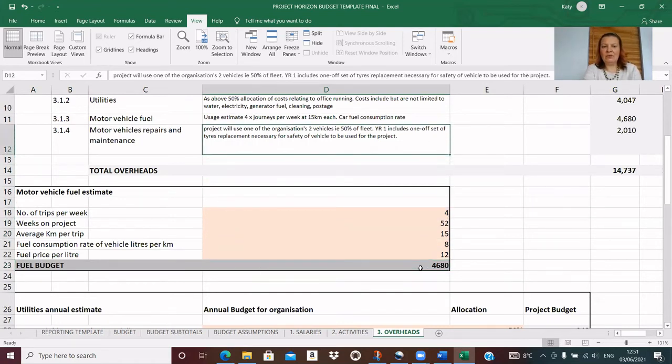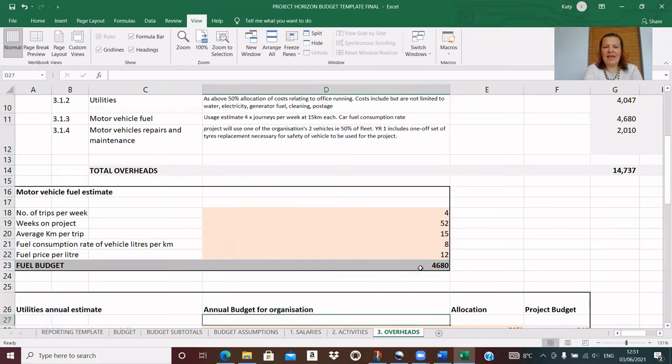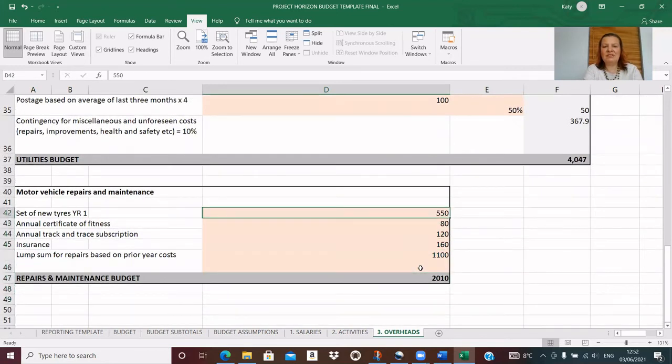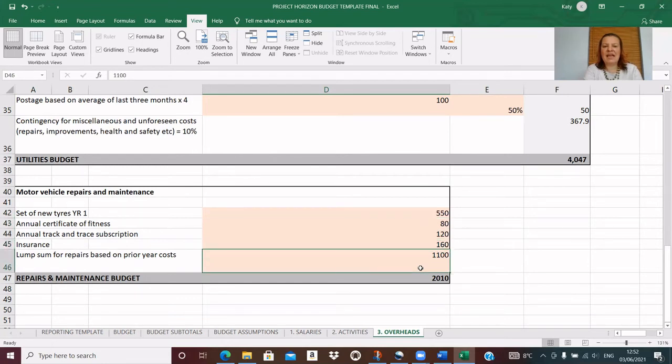And then on vehicle repairs and maintenance, my assumption here is that the project will use one of the organisation's 2 vehicles, i.e. 50% of the fleet. And year 1 includes a one-off set of tyres that are necessary for the vehicle safety. And so my repairs bill I've put in here, so I've got that one-off set of new tyres. And then I have got some other costs, which must be the 50% of annual certificate of fitness, track and trace, insurance, and a lump sum for repairs based on prior year costs.